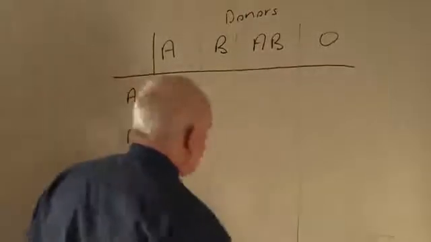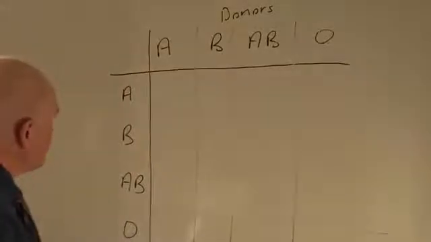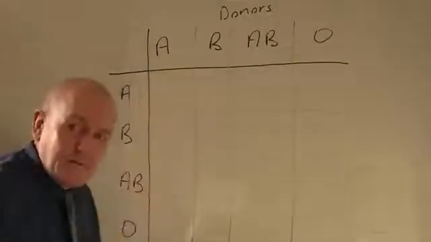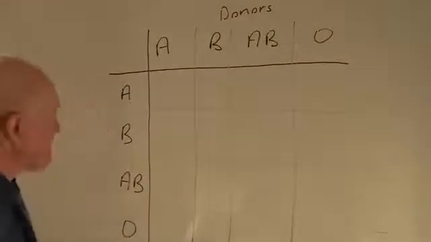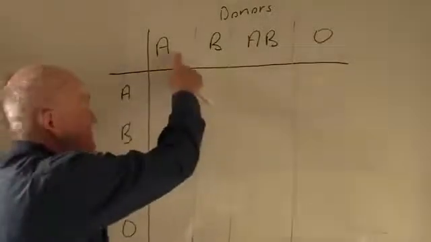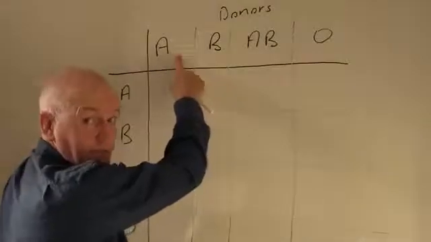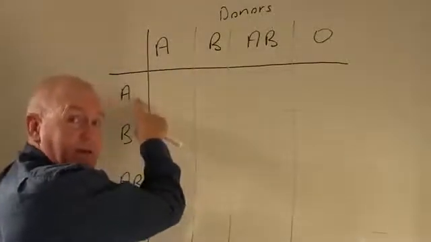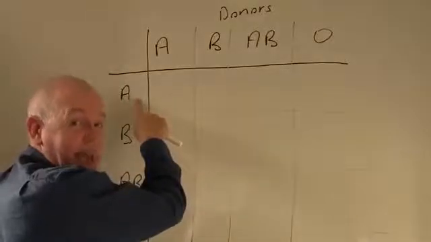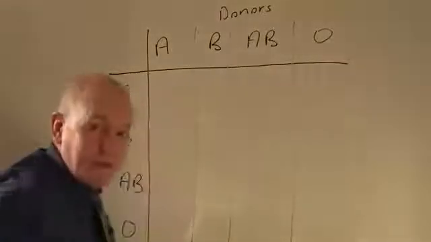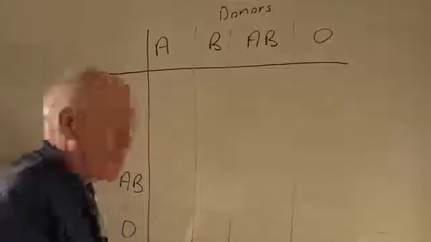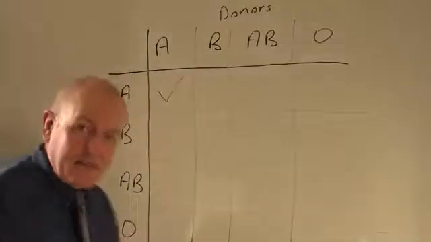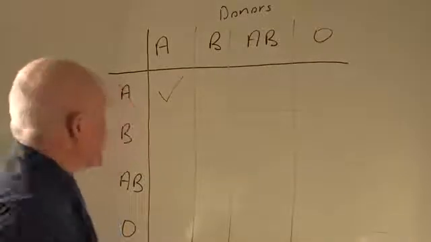Well, let's imagine the situation where A is giving to A. Now, this person is going to be giving A antigens, but in the plasma of the A recipient, there are not going to be any A antibodies to agglutinate the donated red cells. Therefore, that is going to be acceptable. Just thinking about the ABO system.